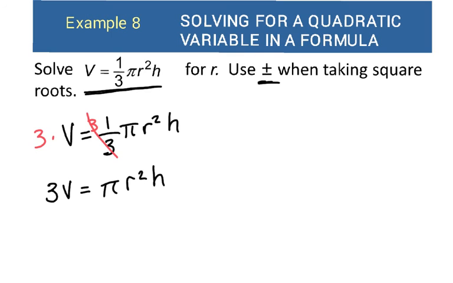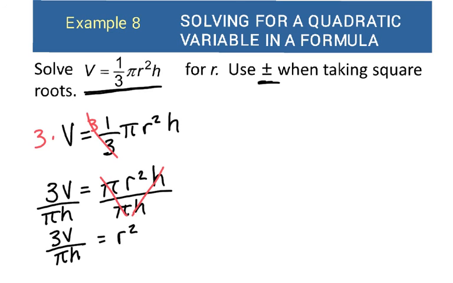Now, because we are solving for r, we must first get r squared by itself. So we divide both sides by pi h. Pi is canceled out, h is canceled out, and we are left with r squared by itself, equal to 3v over pi h.